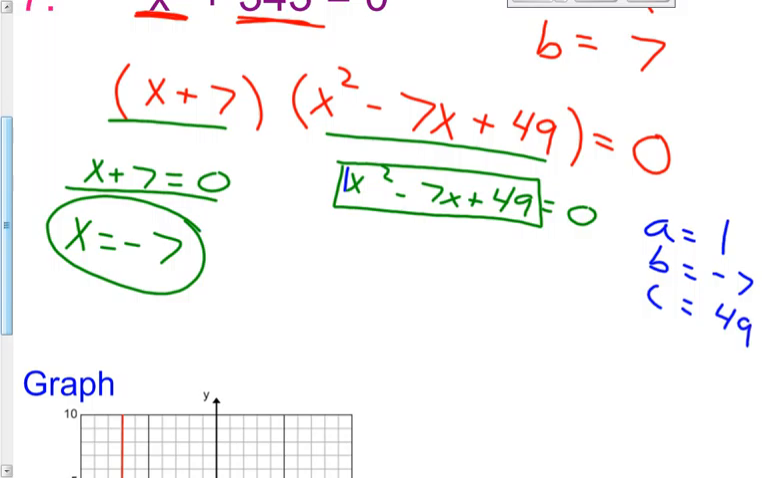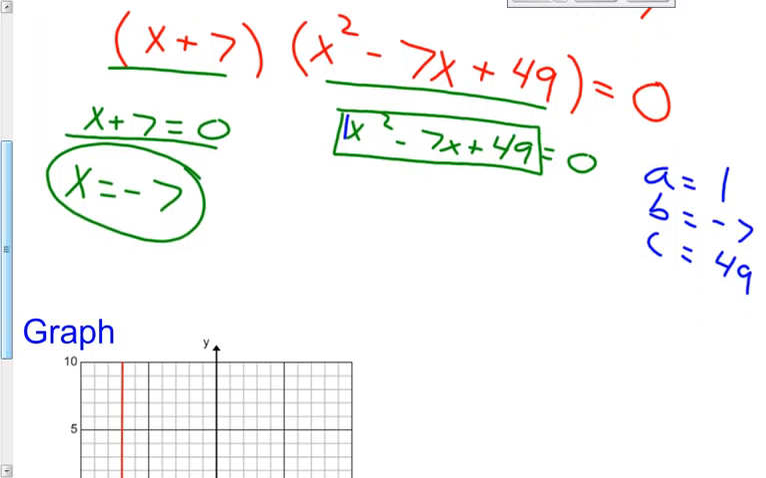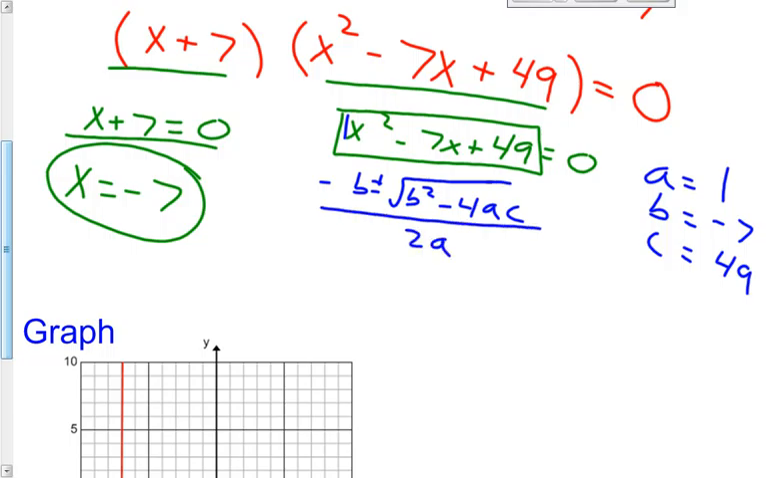So let's refresh ourselves on what the quadratic formula is. It is negative b plus or minus the square root of b squared minus 4 times a times c, all over 2a. I definitely recommend that you memorize that. It is on a poster up in my room, so if you ever need to refer back to it, you could always look on that wall in my room, but it is something that is valuable to memorize.